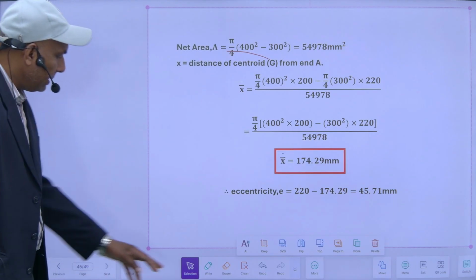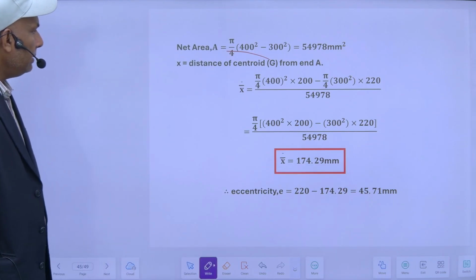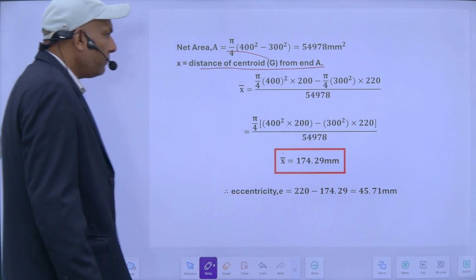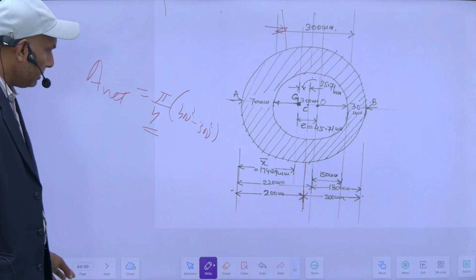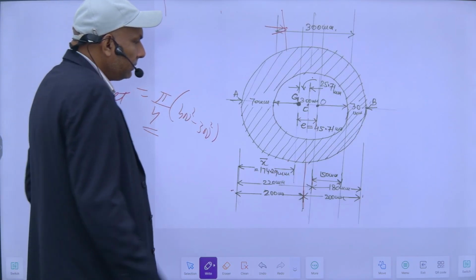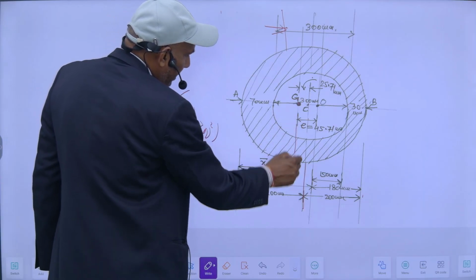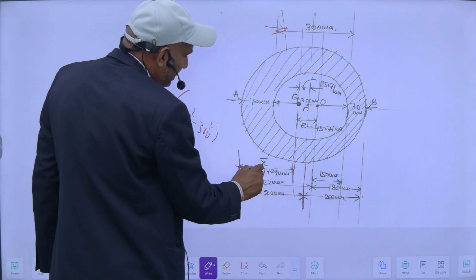So this is my area. And if I want to know the distance of the centroid of the section from A, suppose this is the centroid, I want to know its position. So its position from this axis, this is the x bar.